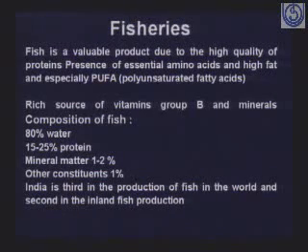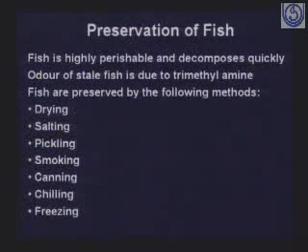Fisheries, fish is a valuable product due to high quality of proteins and presence of essential amino acid and high fat, especially PUFA. PUFA means polyunsaturated fatty acids. It is a rich source of vitamin group B. Composition of fish is 80% water, 15 to 25% protein, mineral matter 1 to 2% and other constituent 1%. India is the third in the production of fish in the world and second in the inland fish production.